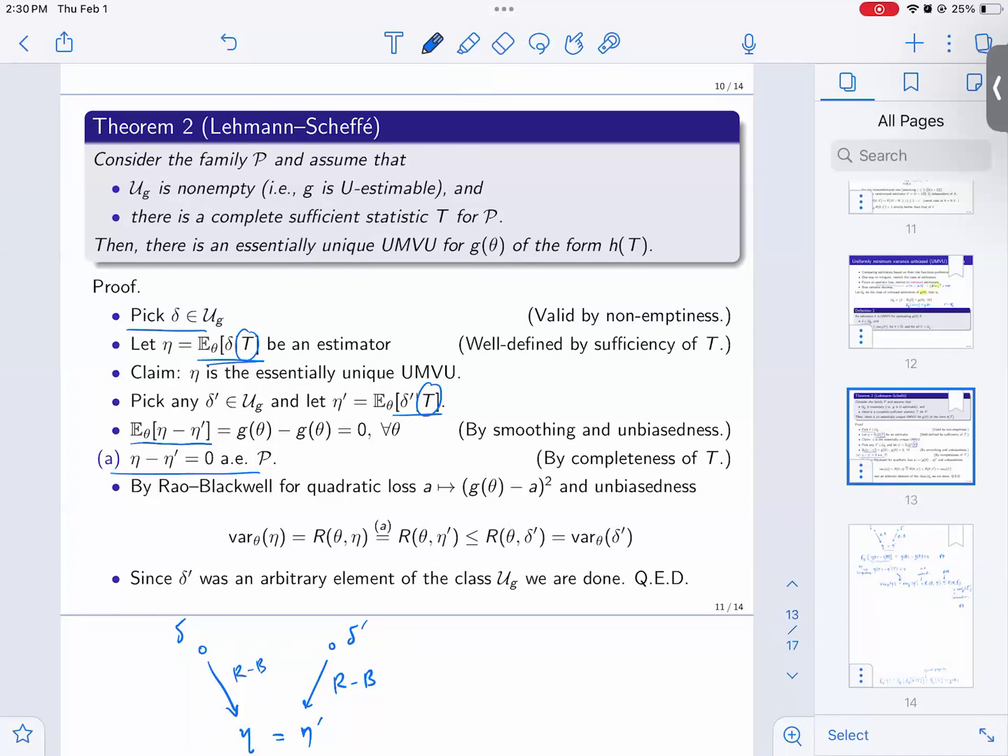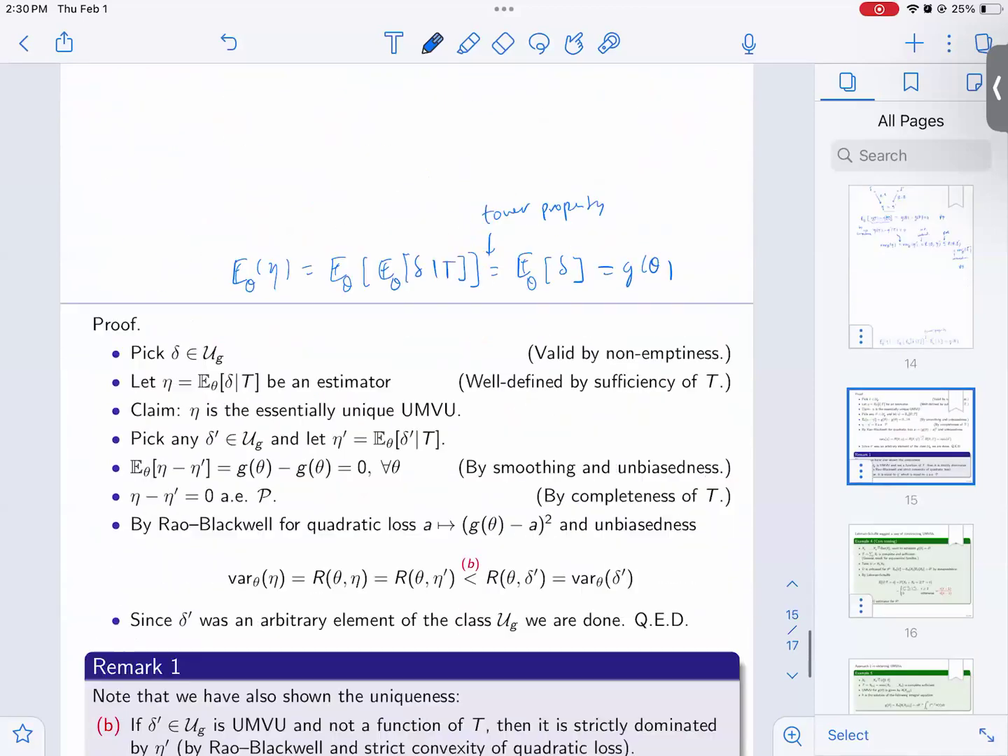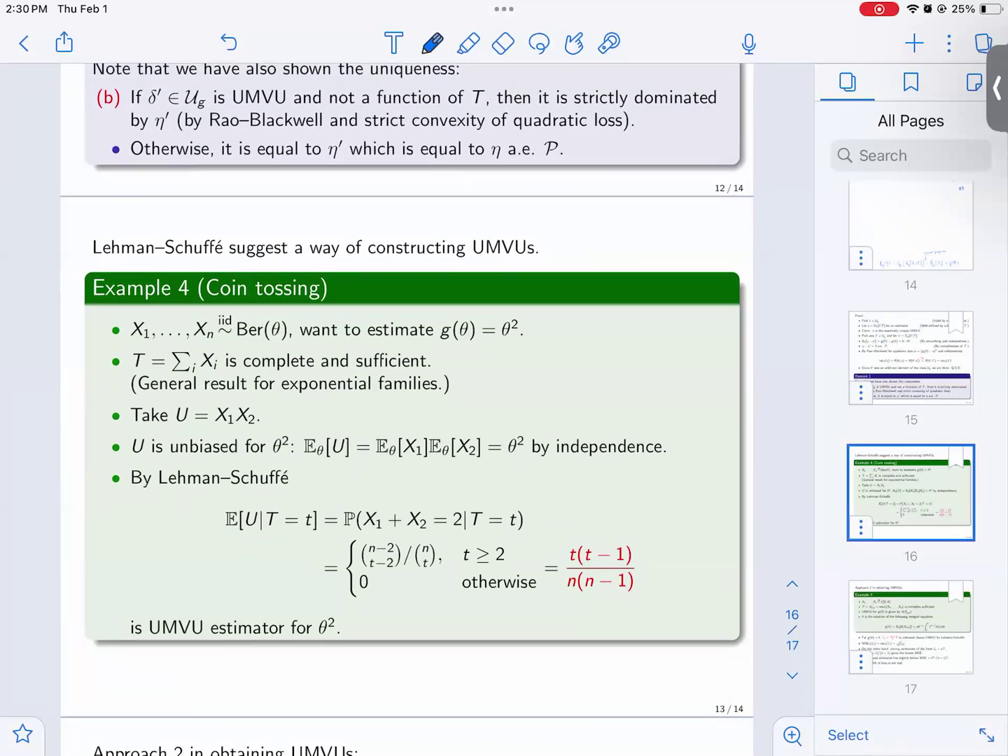The other approach is via this proof. The proof suggests that if I start from an unbiased estimator and do the conditioning, I get the UMVU. So let's try that first. So this is one approach. The proof of Lehmann-Scheffé suggests a way of constructing UMVUs. So we have the Bernoulli trial example, or coin tossing. And let's say we want to estimate theta squared, the square of the probability of coming up heads. For some reason, we want to do this.